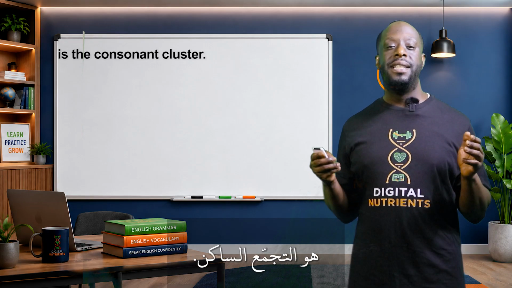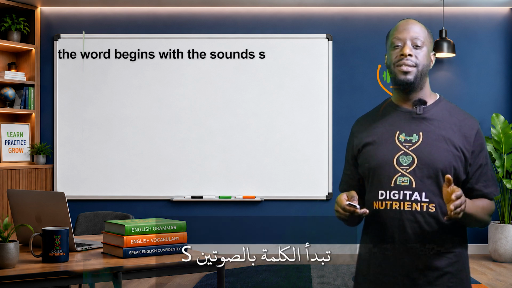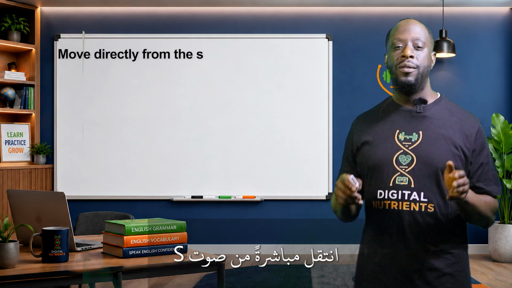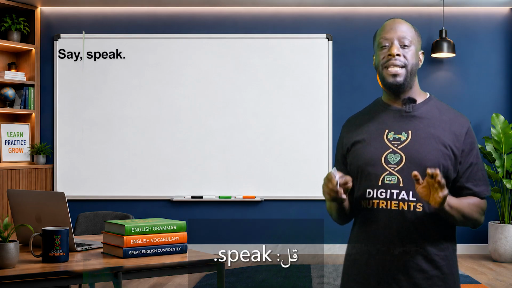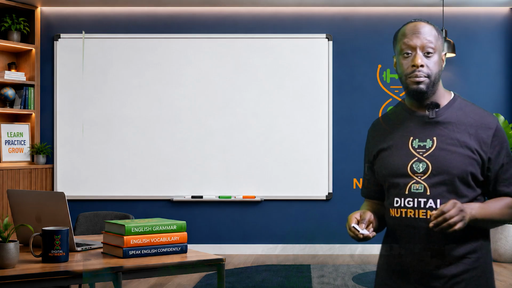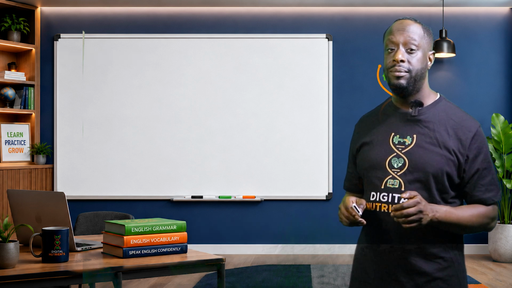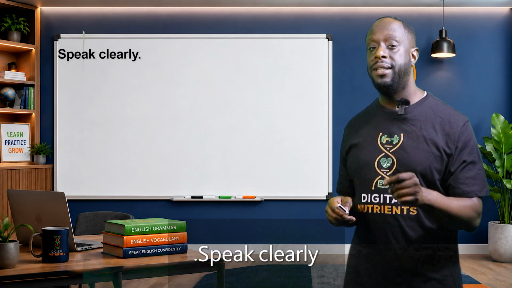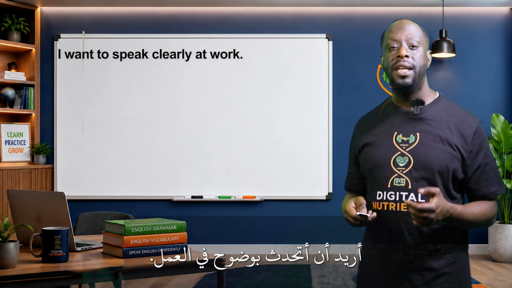Our second target is the consonant cluster at the beginning of the word speak. The word begins with the sounds S and P. Speak. Move directly from the S sound to the P sound. Do not add an extra vowel. Say speak, not speak. Listen. Speak. Speak clearly. Repeat. Speak. Speak clearly. I want to speak clearly at work.